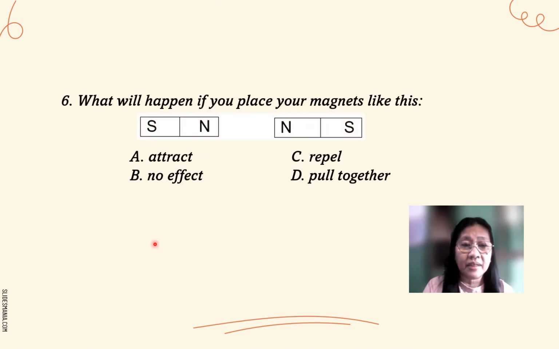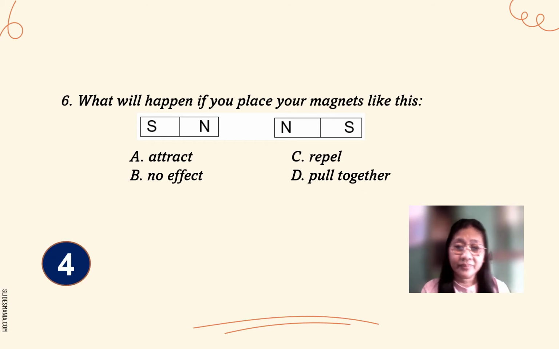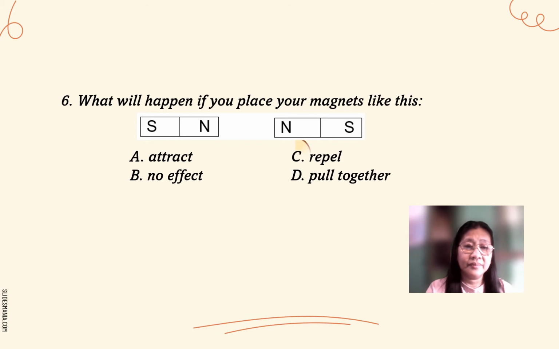Question number 6. What will happen if you place your magnets like this? Okay, look at the image, how it is arranged. A. Attract. B. No effect. C. Repel. D. Pull together. The answer is repel.